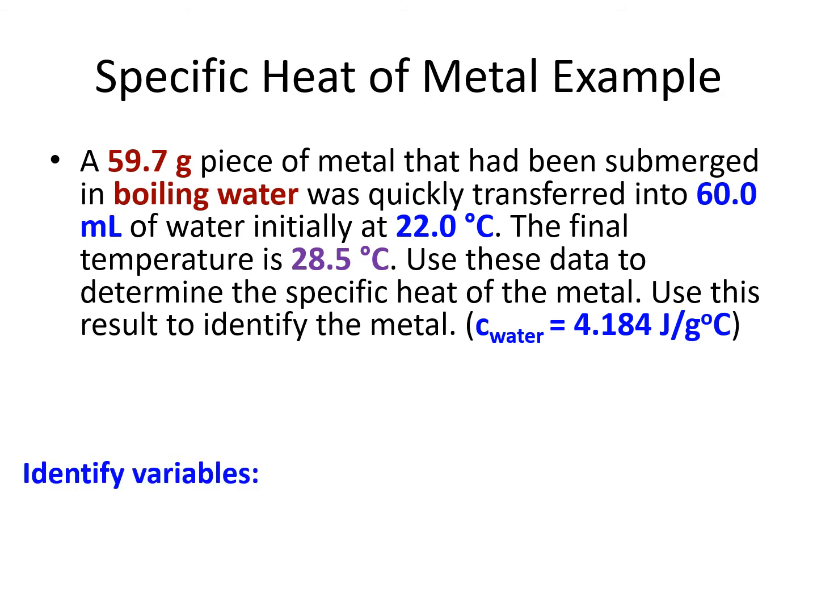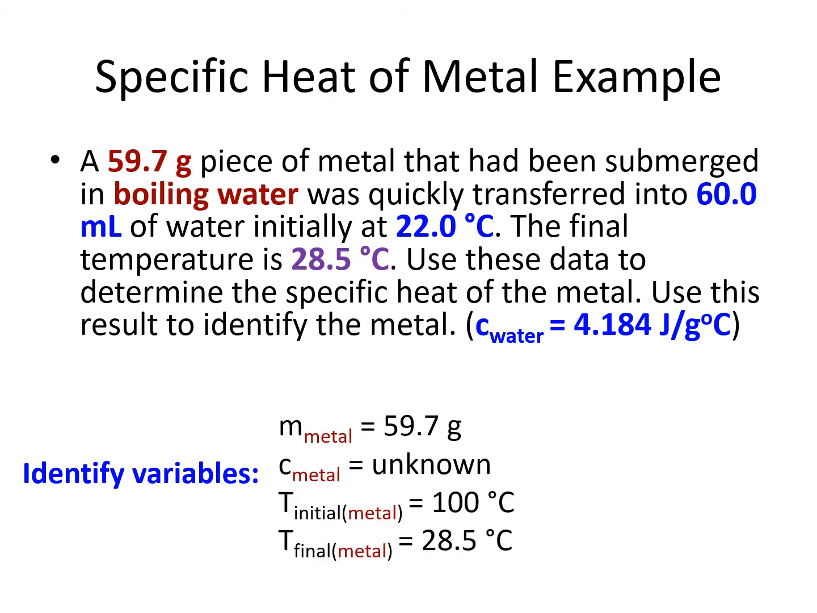So as we do this type of problem, it's going to be really important to identify our variables correctly. We're going to need to identify our variables for both the system and the surroundings. In this case, the metal and the water. And we're going to have Q, M, C, delta T for each of those.